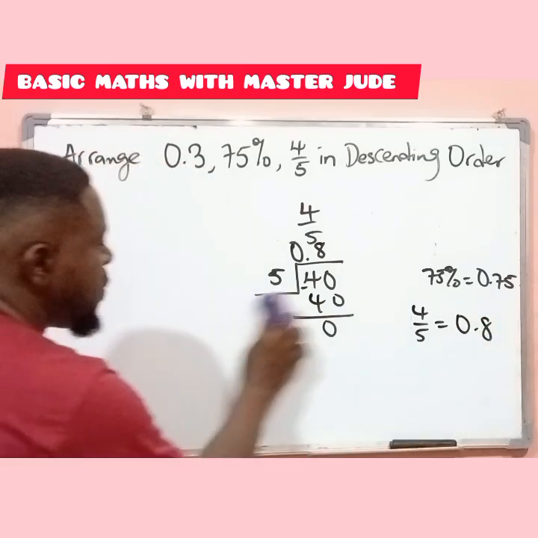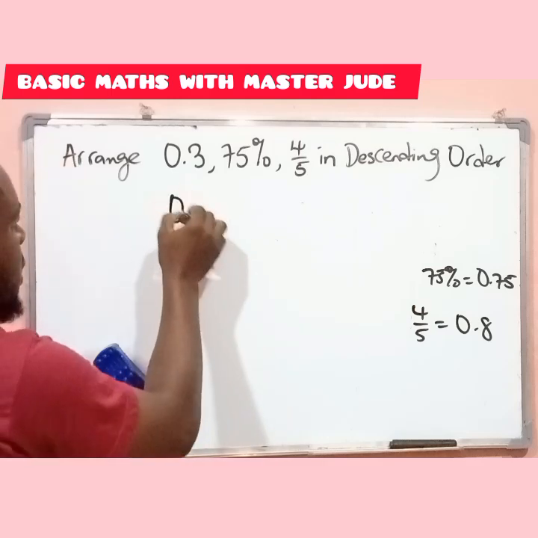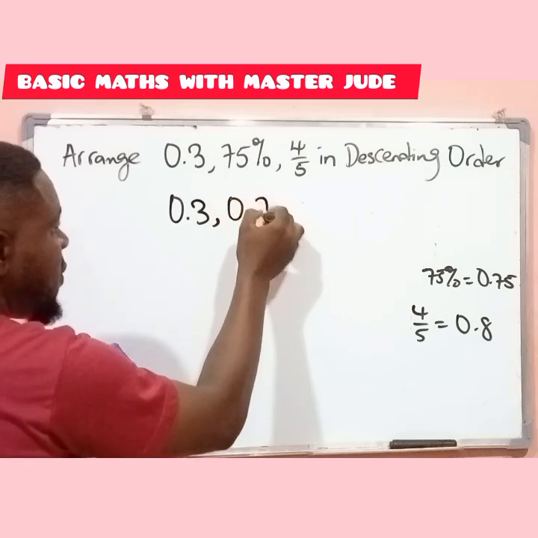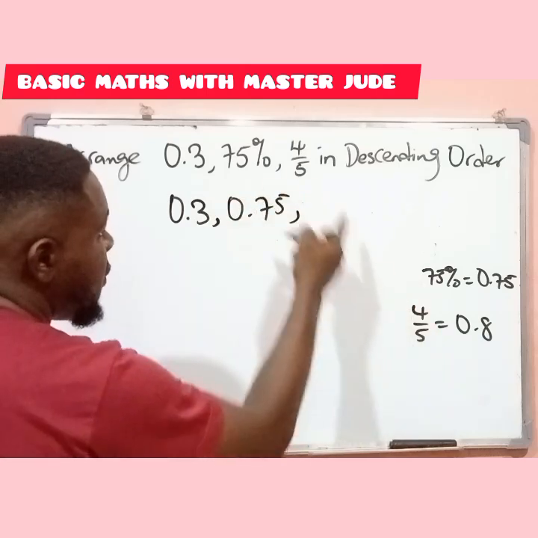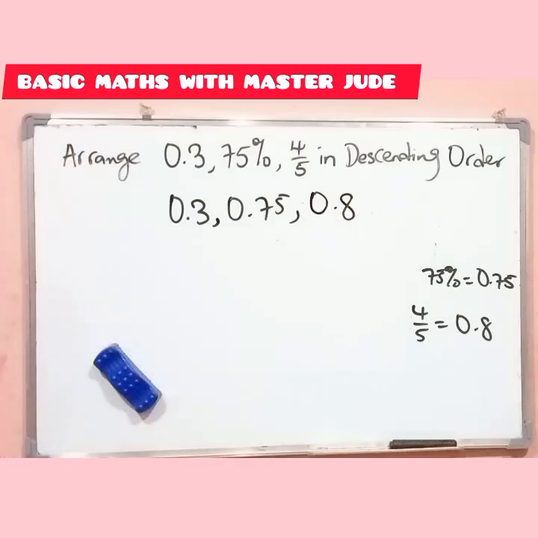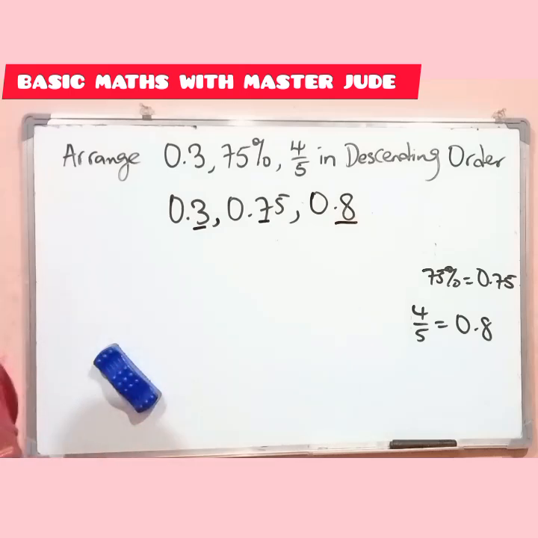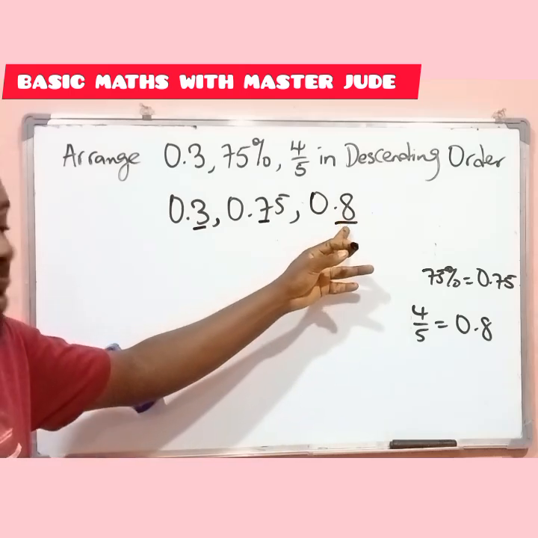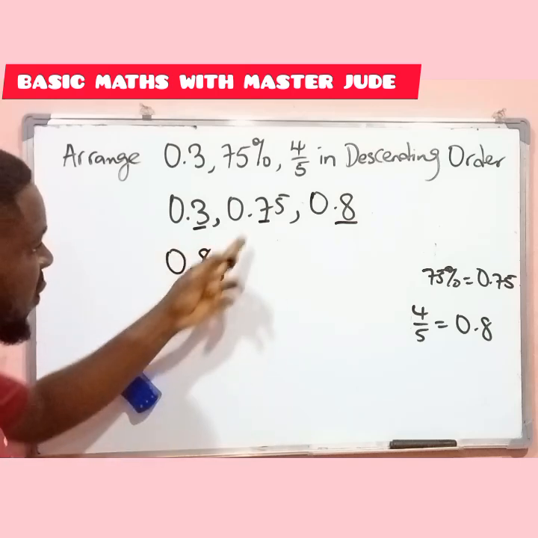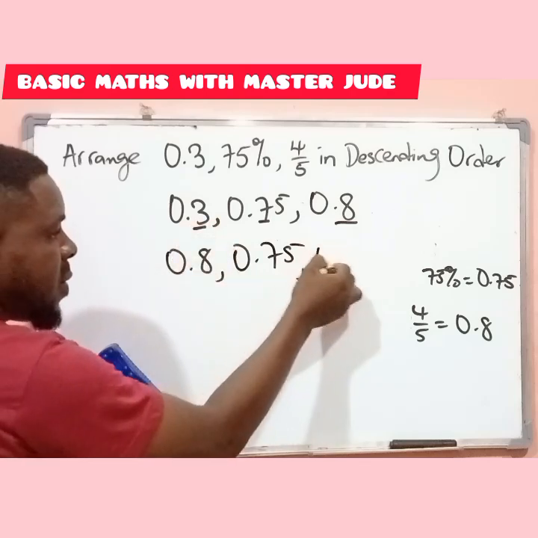Now from here, look at what we'll do. You bring down 0.3. 75% in decimal form is 0.75, while 4/5 in decimal form is 0.8. How do you know the biggest number here? You consider the first number after the decimal point. From here, we can know the biggest number. In this case, we have 8 here. So 0.8 is the biggest number, followed by what? 0.75. Then the least number here is what?